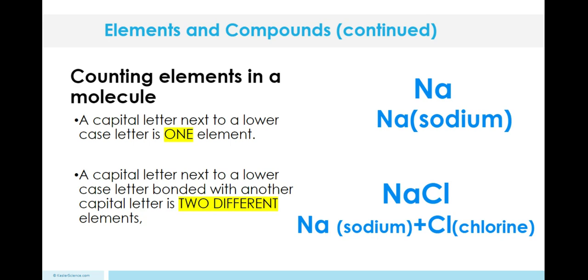And it is chemically bonded to Cl. The C is capital and the l is lowercase. That is the element chlorine. The C and the l go together. So in the chemical formula NaCl, there are two elements. Always pay attention to where your capital letters are. A capital letter is going to tell you that that is a different element from something listed previously.